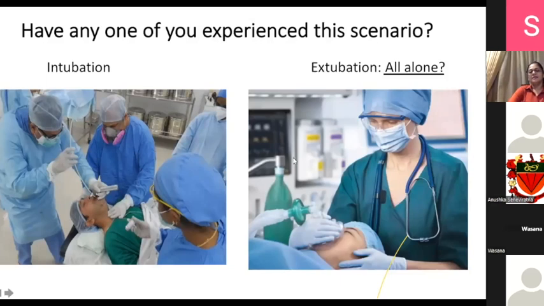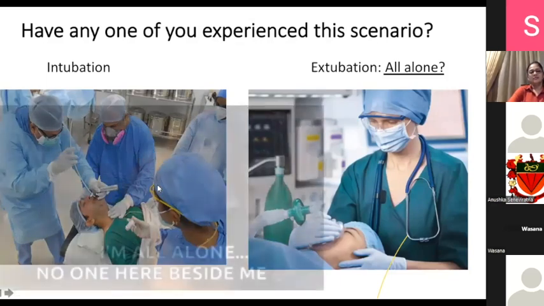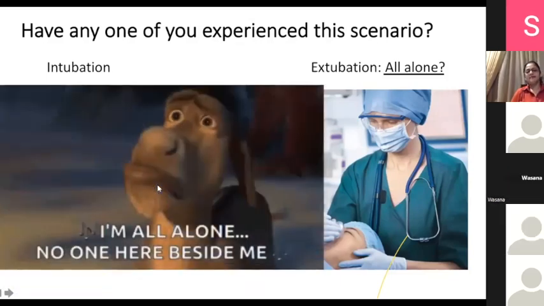And then here comes extubation. You're all alone. And I think that we've all felt, right? So there's no one here beside me. But this is not the only problem. This certainly is a problem, but this is not the only problem.